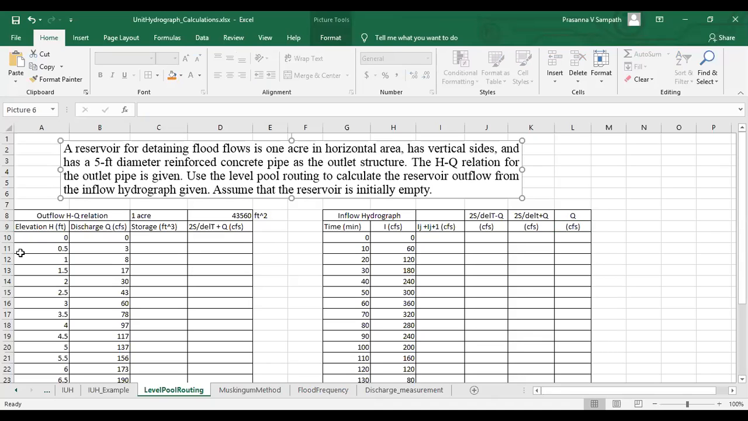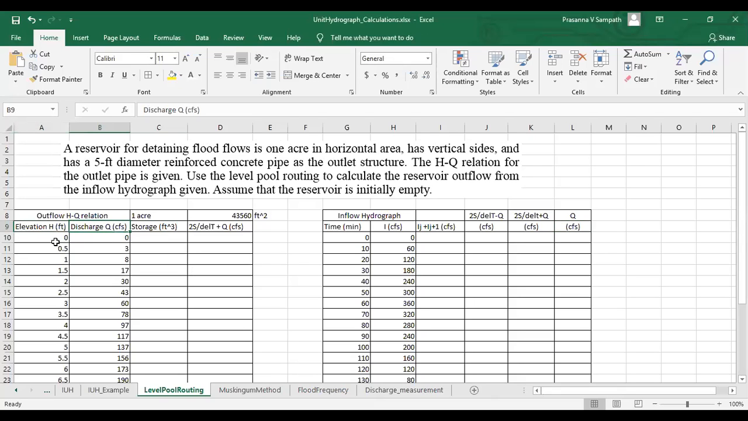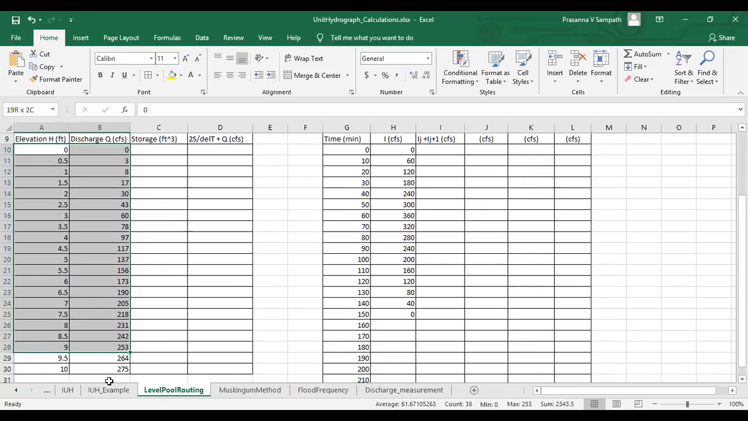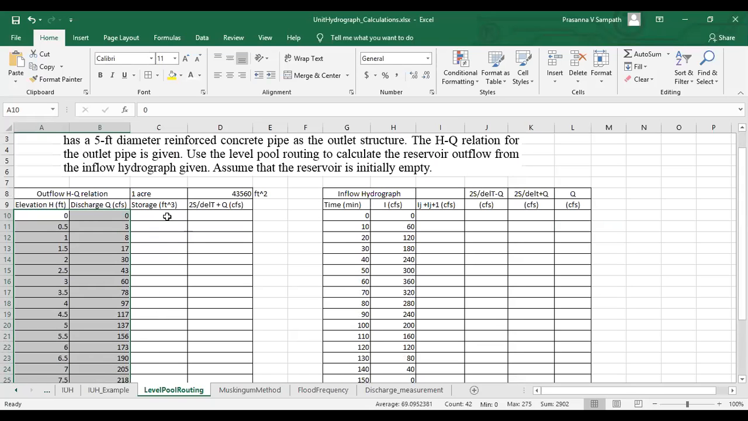So here is my outflow HQ relationship, H versus Q. This is given information. Whatever is over here is all given. What about storage for these values of H? Can I also find the storage? How would I do that? Here some information is given to you. 1 acre is 43,560 square feet, right? So how would I find out storage?